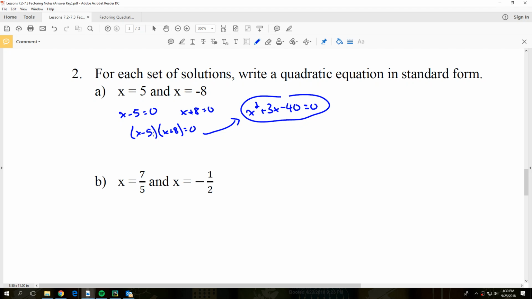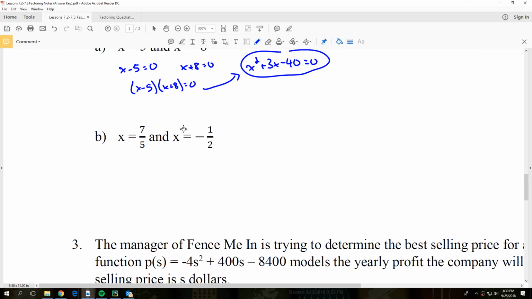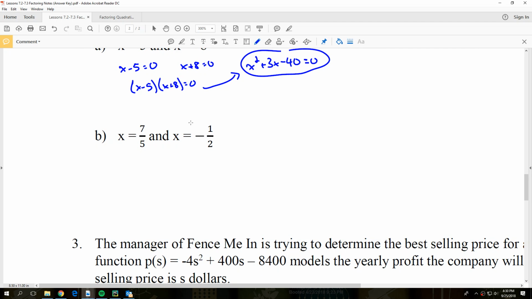I know I'm skipping the whole FOIL or double distribute, but some of these are pretty simple, so you can do some of them in your head. Sometimes they're not that simple, but this one was. Anyway, all right, so this next one, this one's a little bit interesting. You could just subtract 7/5 and add 1/2. But I'm actually going to show you probably a better way to do this.